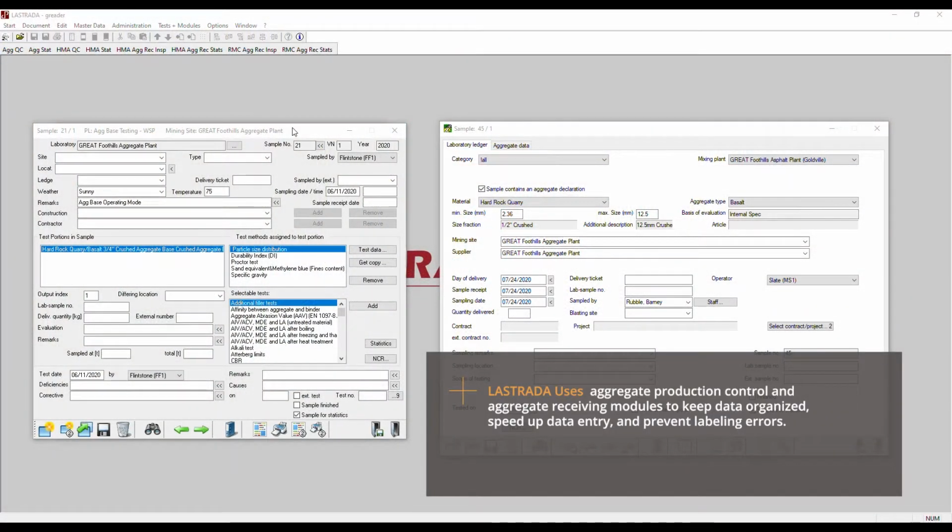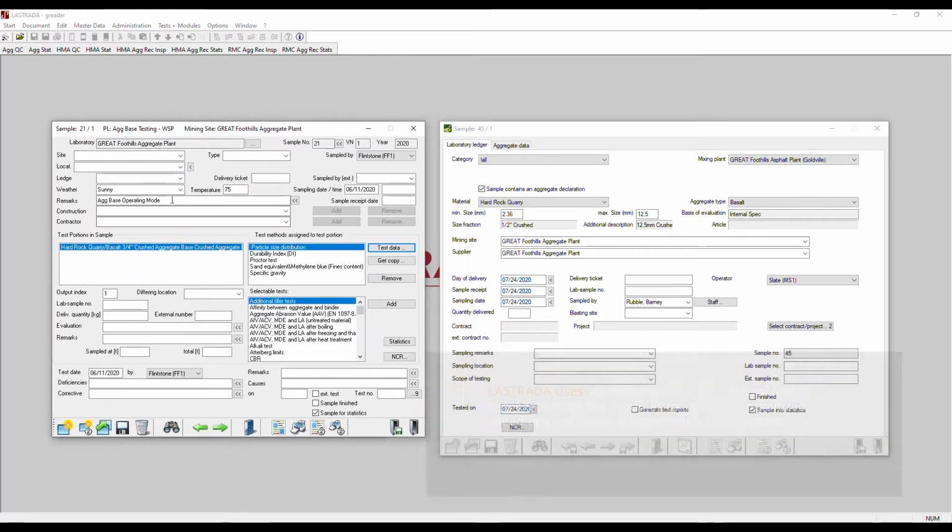When I'm in an aggregate plant testing aggregates, I use the Aggregate FPC. This allows me to look at the aggregate plant that we're working at, along with the operating mode that the aggregate plant is running in, the products associated with that operating mode, along with the tests that I would like to perform on those products.